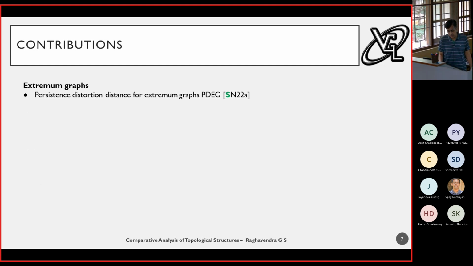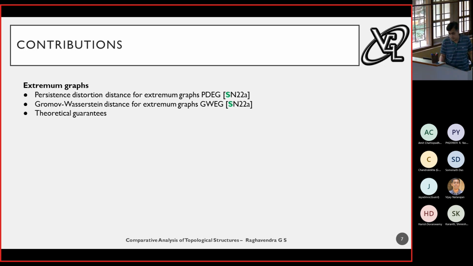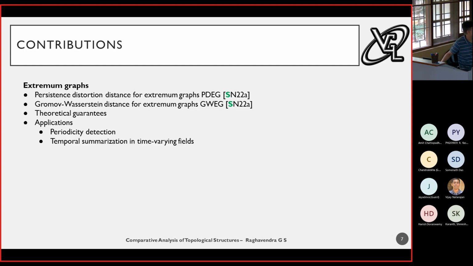Coming to the extremum graphs, we again define two comparison measures. One is called the positions distortion distance, and the other is the Gromov-Wasserstein distance. Again, there are some theoretical guarantees which say that these measures are metrics and so on. We also provide some applications to periodicity detection, temporal summarization, and similarity of pore networks in materials.